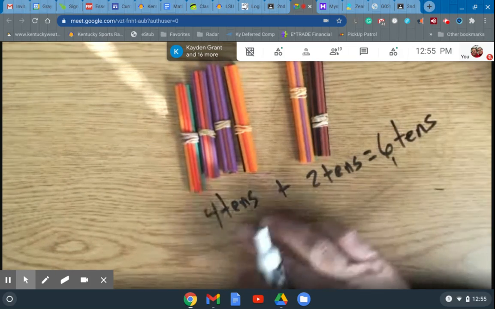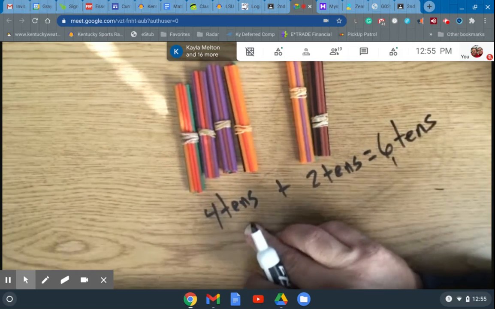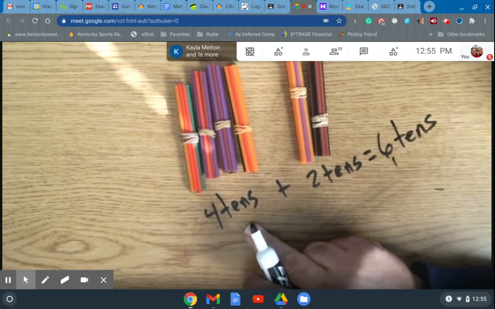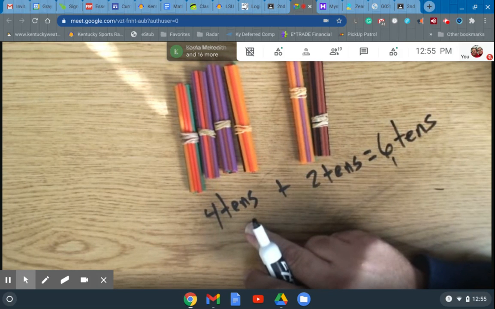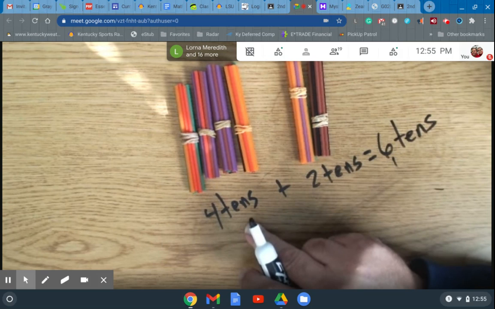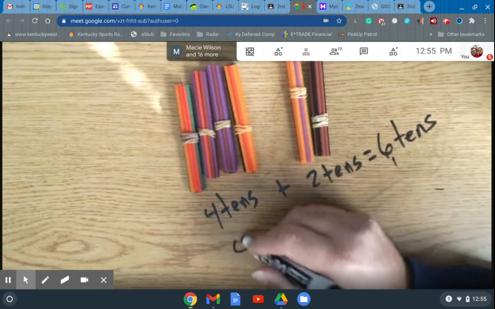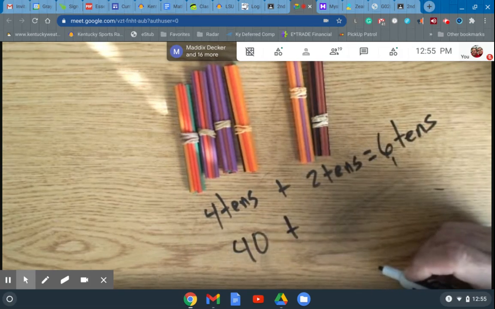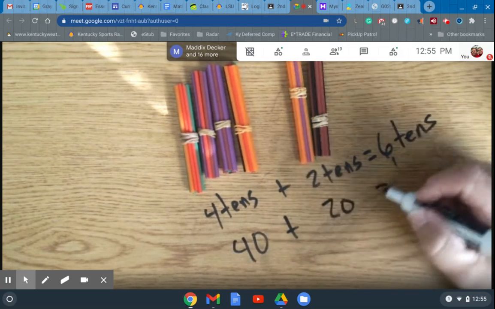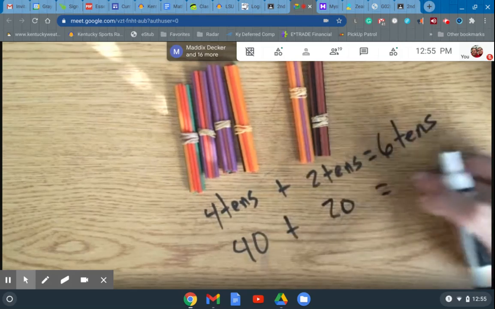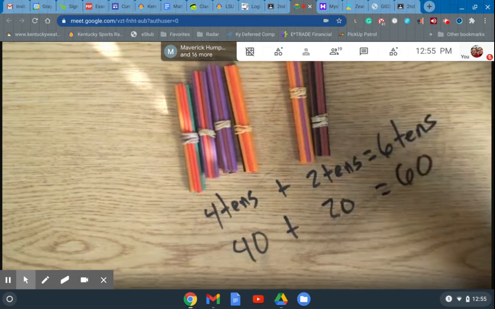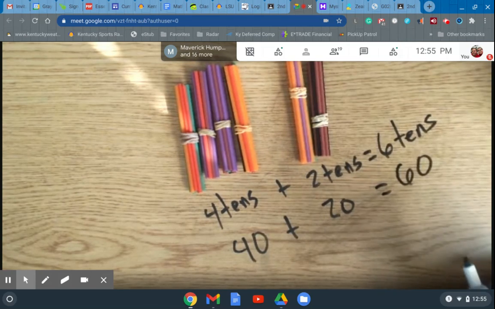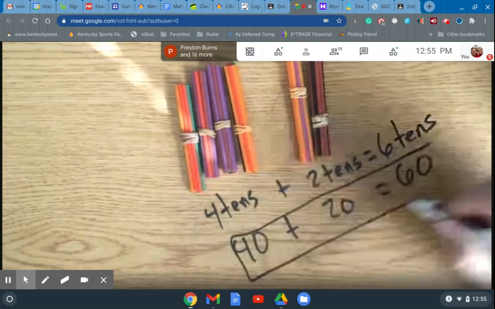What is 4 tens? Who can tell me what 4 tens is? Lorna, you can mute back. Okay. Maddox, what's 4 tens? 40. It's 40. So Maddox, while you're on here, what's 2 tens? 20. It's 20. And I put them all together. How much does that equal? 60. 60. Exactly. Okay. So this is the number sentence.